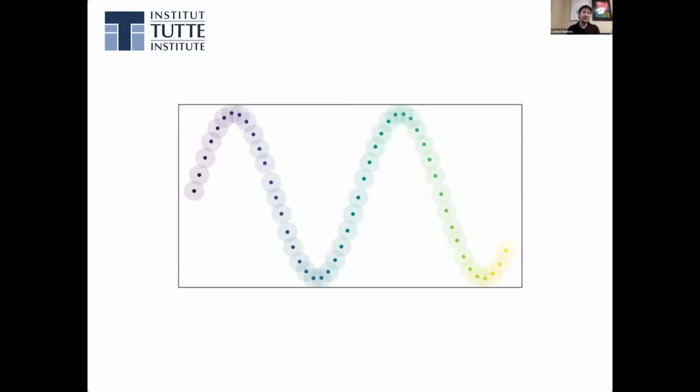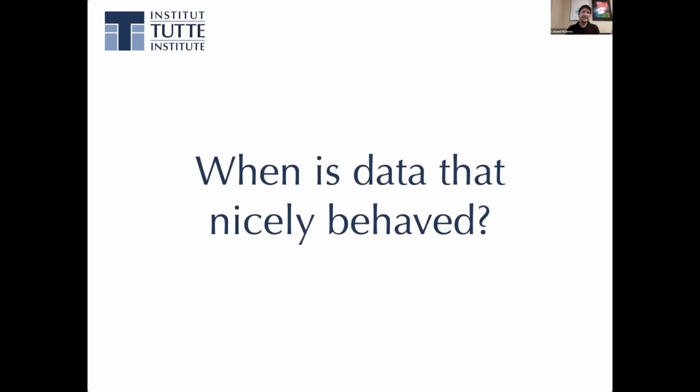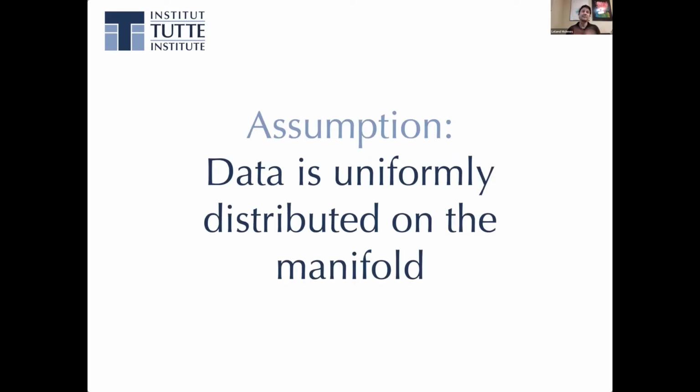Great. Here's the same manifold now with points uniformly distributed across it, and we can just drop our balls down of a nice fixed radius, and everything is going to work perfectly. You can imagine the Cech complex that would construct. It would look exactly like what we would imagine. But the catch is that data is never that nicely behaved in practice. So let's just make an assumption. Let's just say that the data is uniformly distributed on a manifold that we care about.